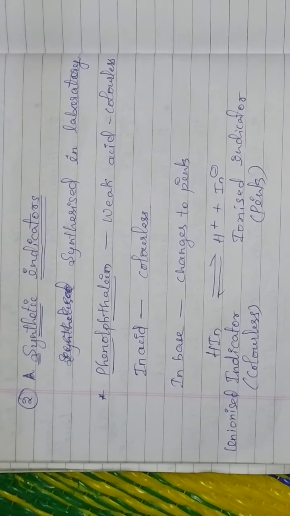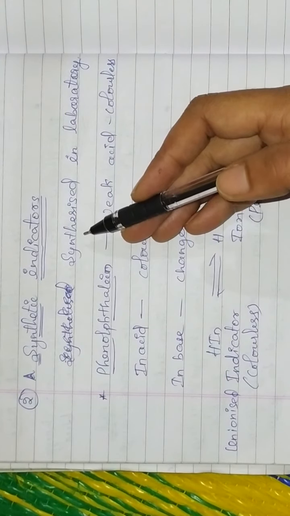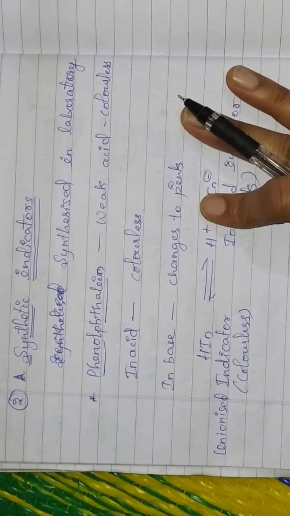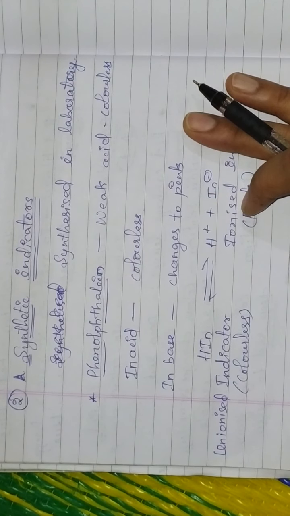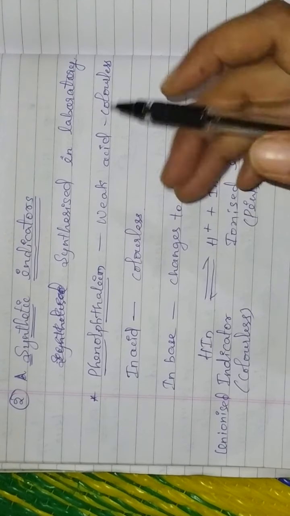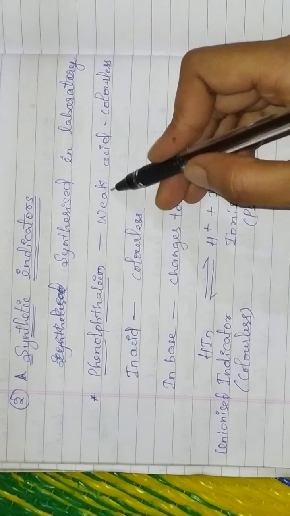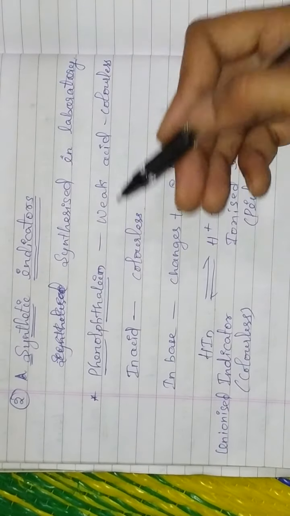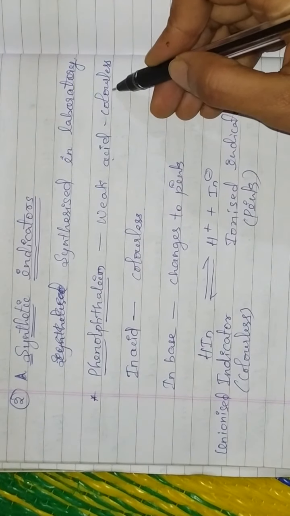Children, let us see synthetic indicators. Synthetic indicators are man-made indicators and they are synthesized in the laboratory. In your syllabus they have given only 2 synthetic indicators. There are more synthetic indicators available, but for your syllabus we only have to discuss 2. First one is phenolphthalein. It is a weak acid. What is a weak acid? We will learn in next classes. This phenolphthalein is a weak acid and it is colorless.